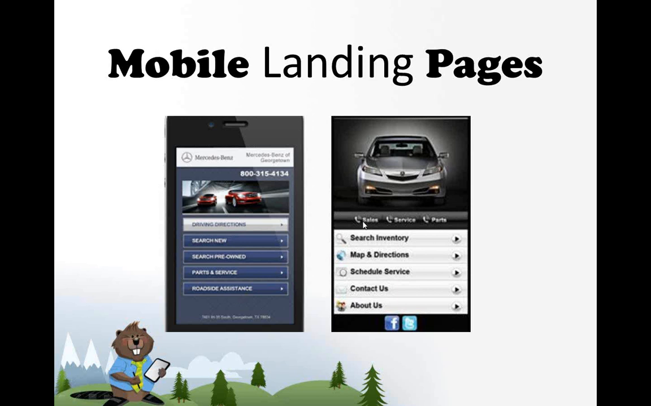Over here on the back page, there's separate numbers for sales and service, and you can search inventory, get maps and directions, or even schedule a service with a two-field form on this page. So you'll notice, again, the two common things: driving directions on both of these pages, as well as phone numbers that are easily accessible and clickable as the first call to action on mobile landing pages.